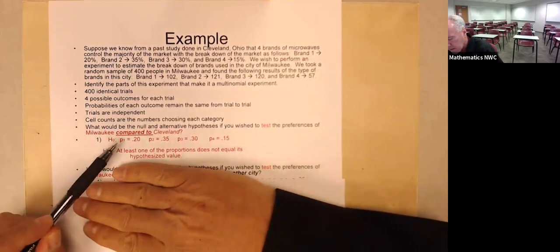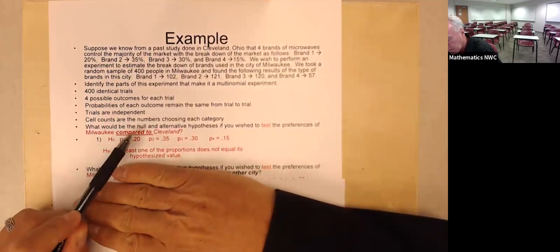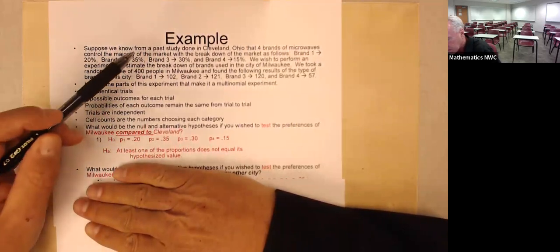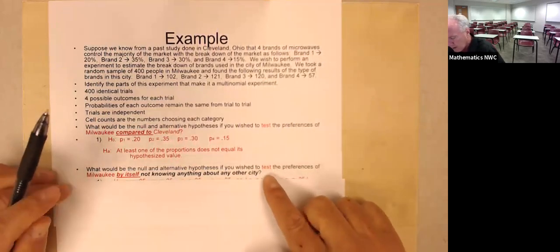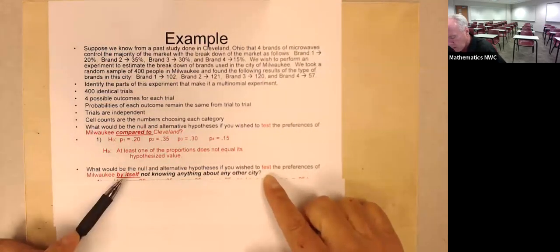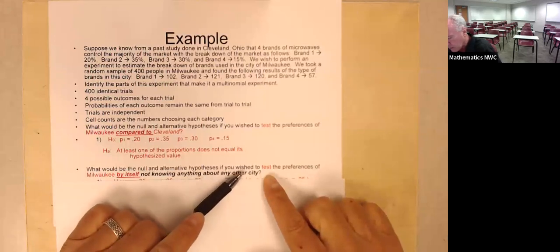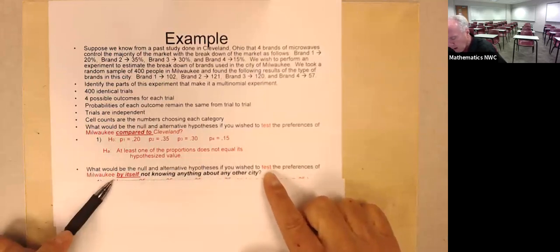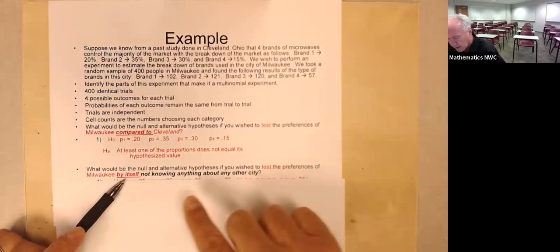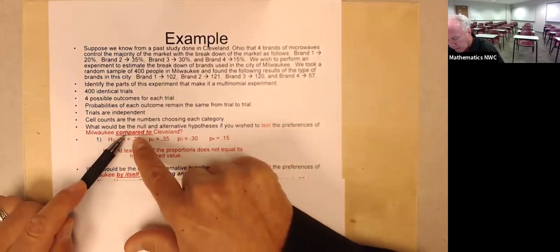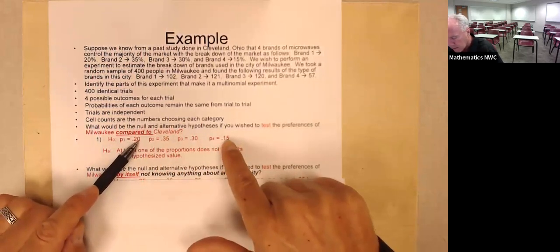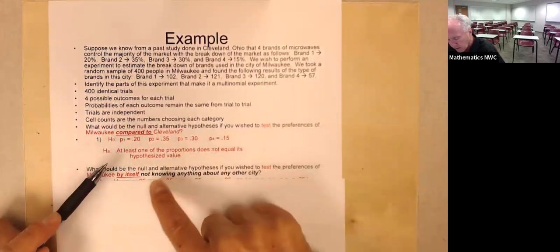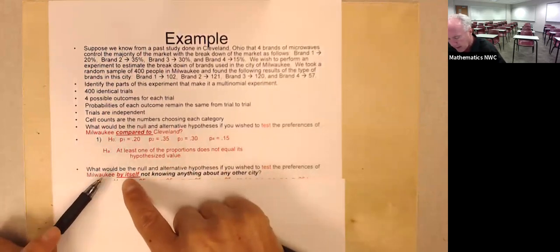Now, up here, these were Milwaukee compared to Cleveland. That's because that's what the problem was asking me to determine. But what if we didn't have Cleveland up here? What would be the null alternative if I wish to just test Milwaukee by itself? That's different than Milwaukee compared to Cleveland. Compared to Cleveland means we started with Cleveland's proportions. Milwaukee by itself means I start off assuming all of these are equal.